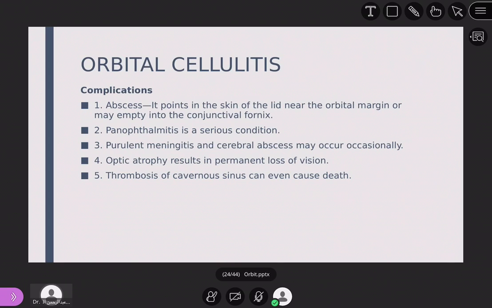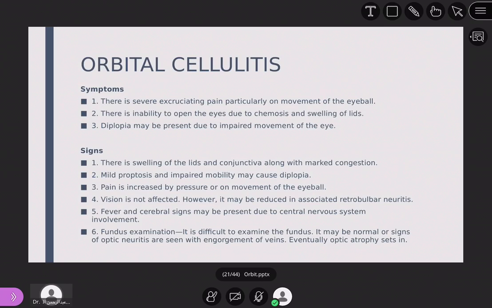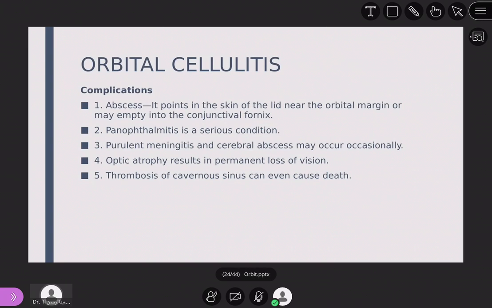See, now we are taking the same point here. Optic atrophy results in permanent loss of vision, and they wrote number 4, vision is not affected. So number 4 is not accurate here in the book. Vision is affected in orbital cellulitis. So optic atrophy may result in permanent loss of vision to some degree, not necessarily blindness. Cavernous sinus thrombosis can cause death.